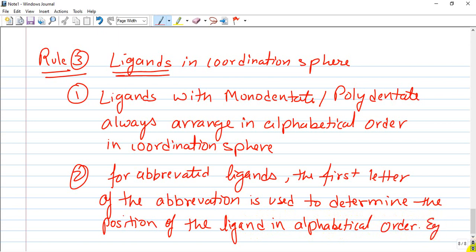Example, ethylene diamine. So this ethylene diamine is a bidentate ligand, and we use abbreviation EN. So this E helps in determining its alphabetical order.